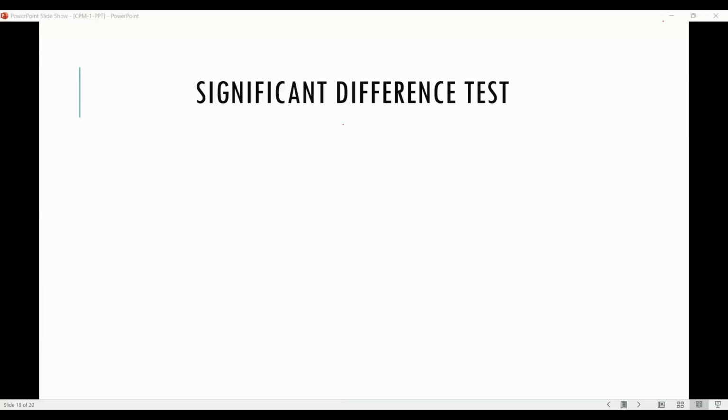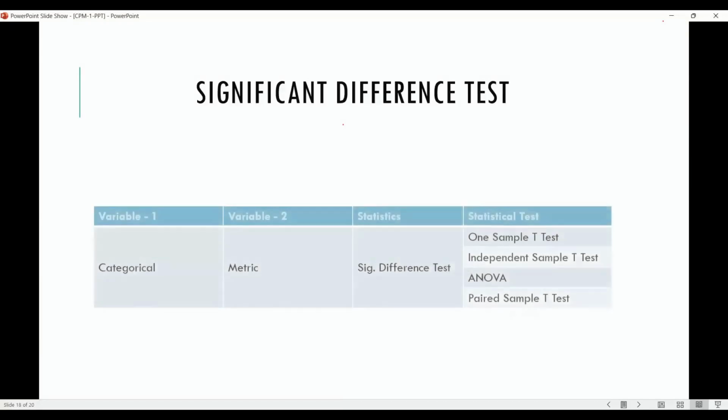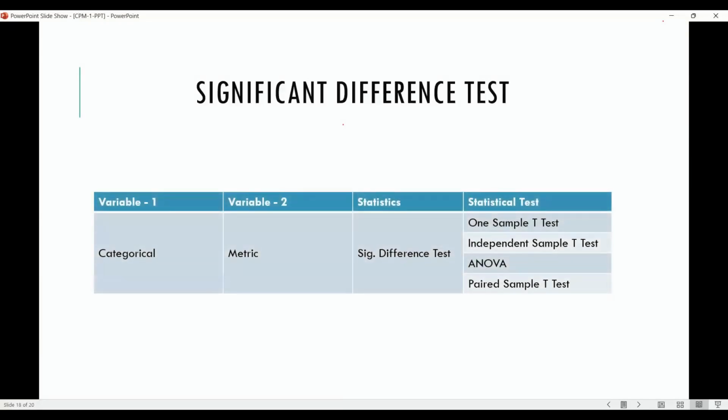Okay, let me move on to the point. Where have I left? Yeah, significance difference test. When it comes to the significance difference test, there are various forms. Let me give you an example. Say one is categorical data, another is metric data. Say you are running a vehicle showroom, a two-wheeler showroom, and you're dealing with only three different types of scooters: Jupiter, Pleasure, and Scooty Pep.